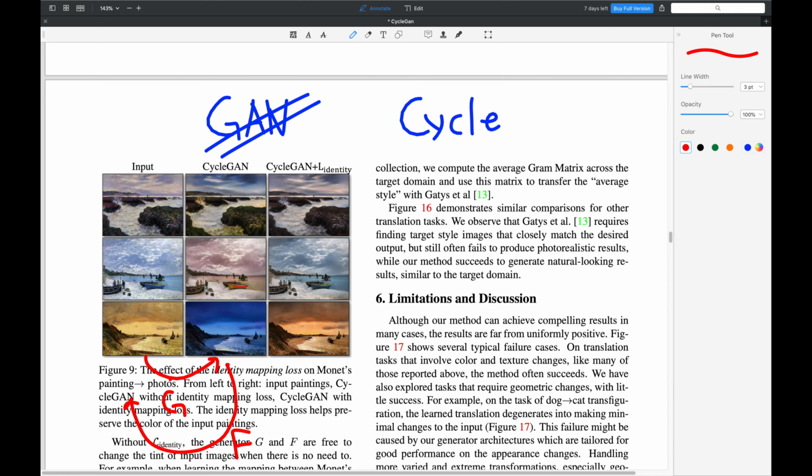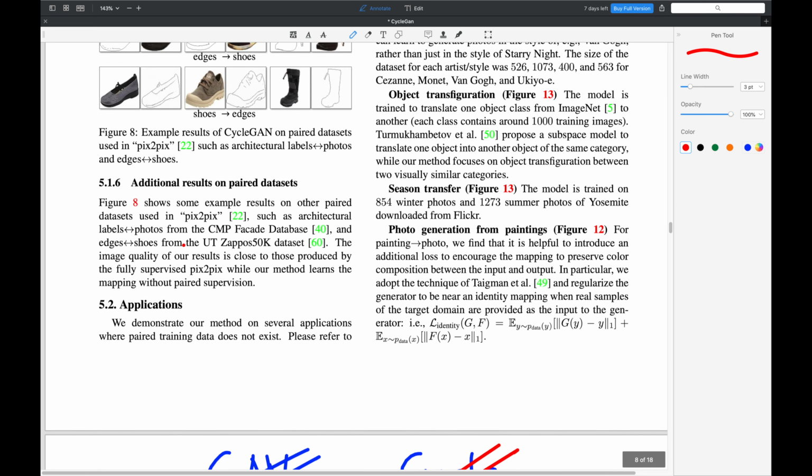So it undoes the unwanted transformation in the G network. So even though the cycle consistency is satisfied, it still produces an output with different color. And this isn't what we really want in this painting to photo problem. We want the output color scheme to be similar to its input. So that's the place where this identity function comes in.